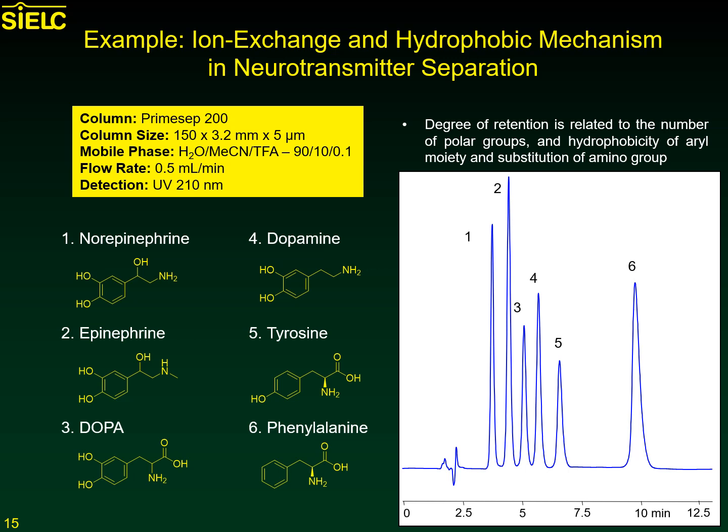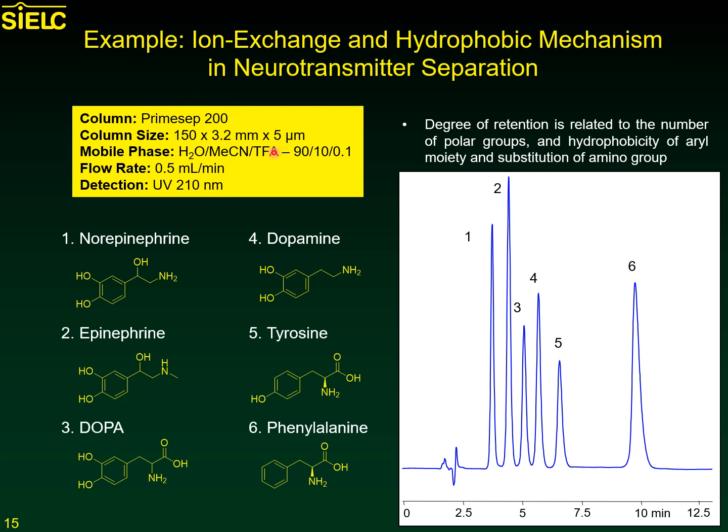In this example, we will be showing the separation of different neurotransmitters, shown down below. The dominant property that changes within these neurotransmitters is number 1, the degree of alkyl substitution of their amino groups, and also the count of different hydroxyl or OH groups contained within their structure. This experiment is being conducted on a Primesep 200 column using a TFA buffer.